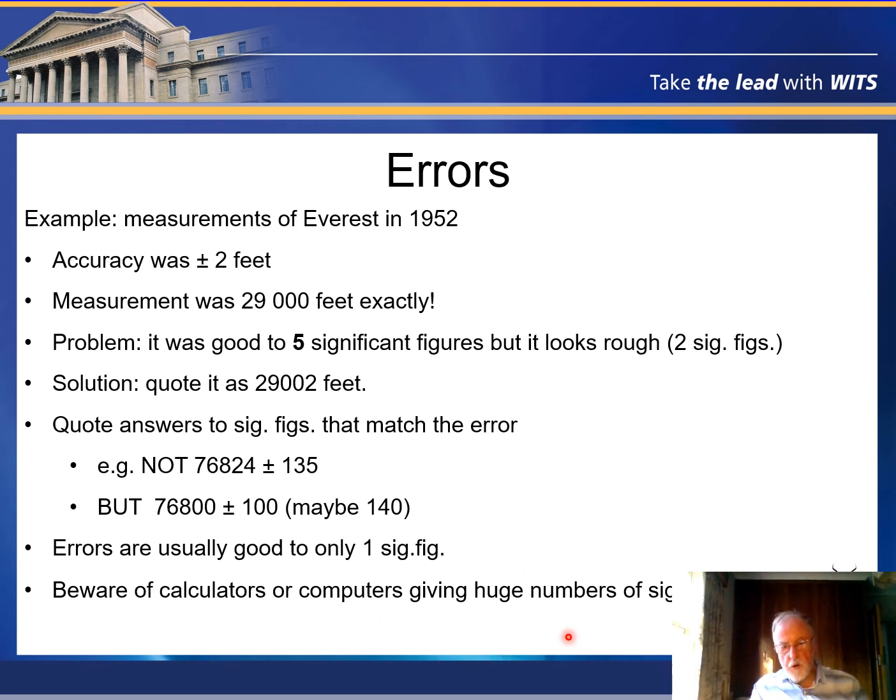Beware of calculators or computers giving you huge numbers of significant figures, and they do. You've seen it. A calculator very often gives you an answer to 8 significant figures, and clearly most of those are nonsense. They aren't real, and you should round that number off according to the accuracy, according to the error that you've determined.